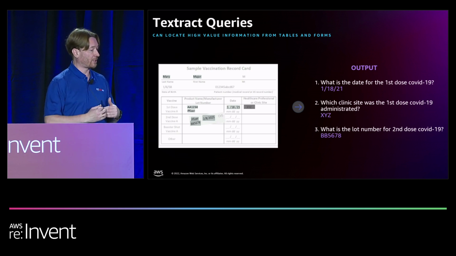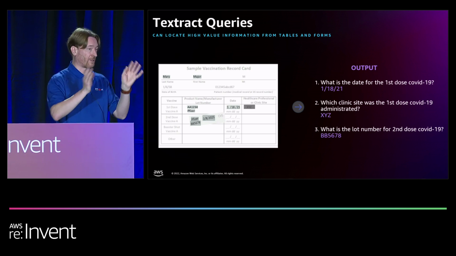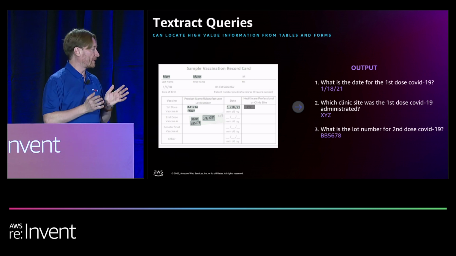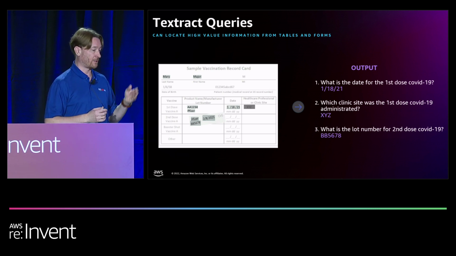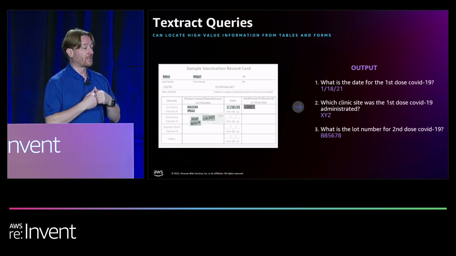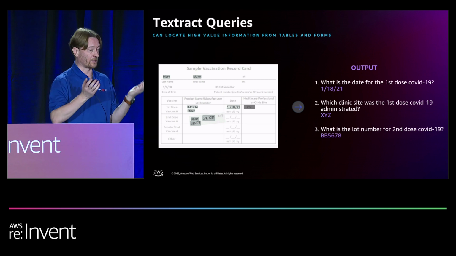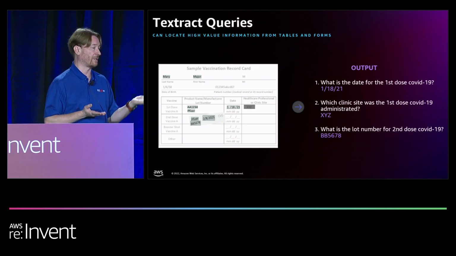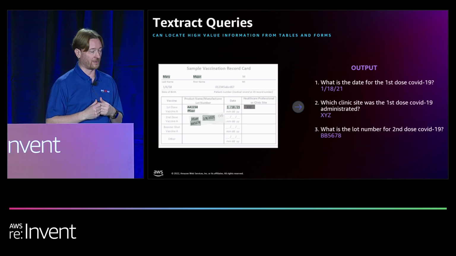And again, Textract Queries can understand the relationship in the form and table and provide you the answer. So we have a form with rows and columns, but I don't need to parse this form myself. I can just ask the questions. Okay, what is the date for the first dose of COVID? What is the date of the second dose of COVID?